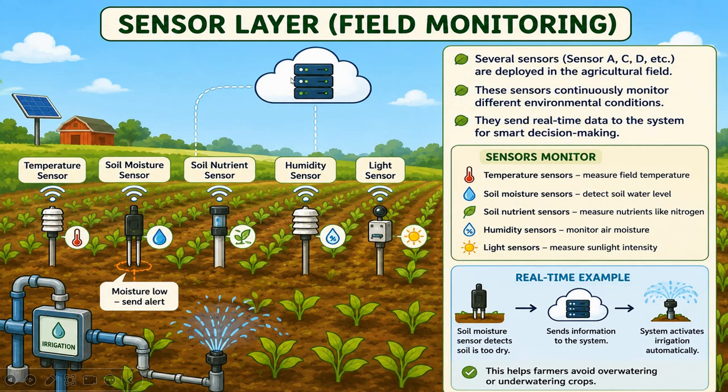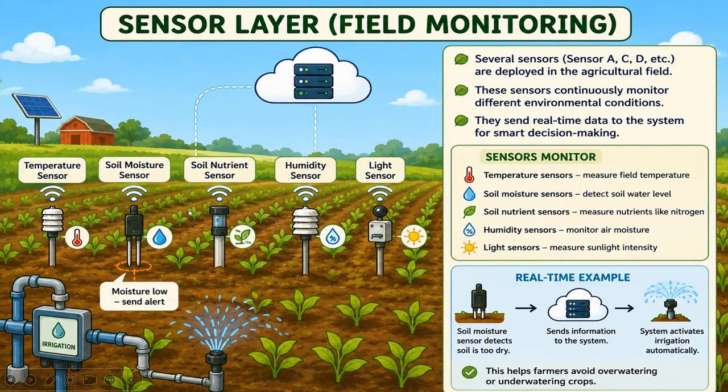Now the first layer here is the sensor layer, which is used for field monitoring. It is one of the important layers in the smart agricultural system, and it consists of different sensors which are placed in the agricultural field to continuously collect information about the environment and the crop conditions. These sensors act like the eyes and the ears of the farming system and help the farmers understand what is happening in the field without constantly checking it manually.